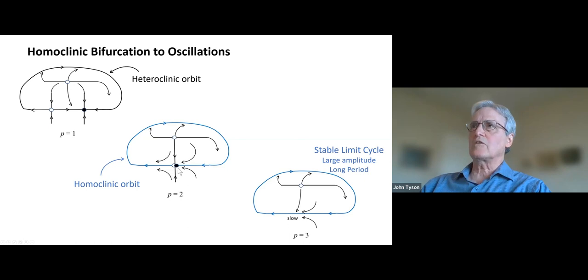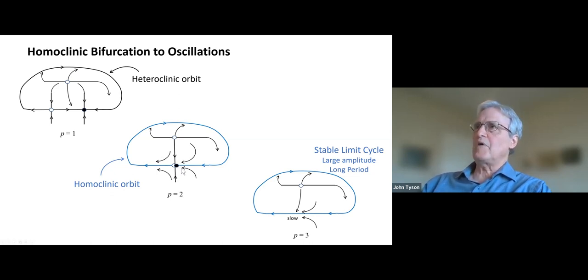Now, as we change the parameter and push the saddle and the node together, we get what's called a homoclinic orbit, because now this is a single saddle node point, and there's a trajectory that comes out one side, loops around, and comes back into the same steady state from the other side. That's called a homoclinic orbit.